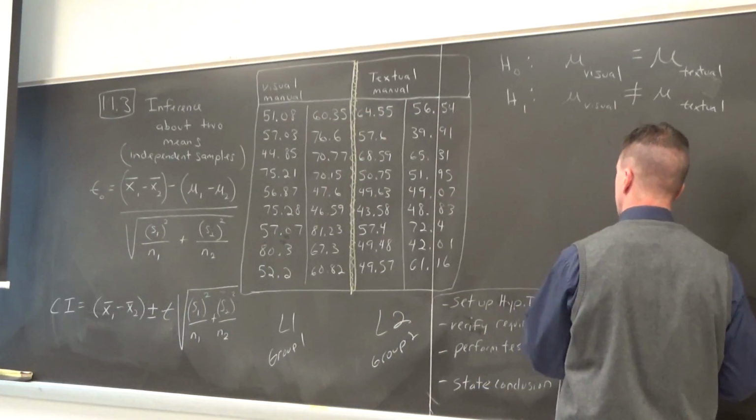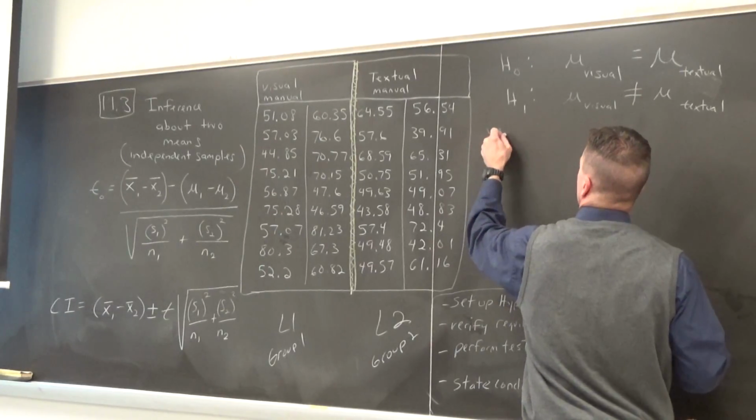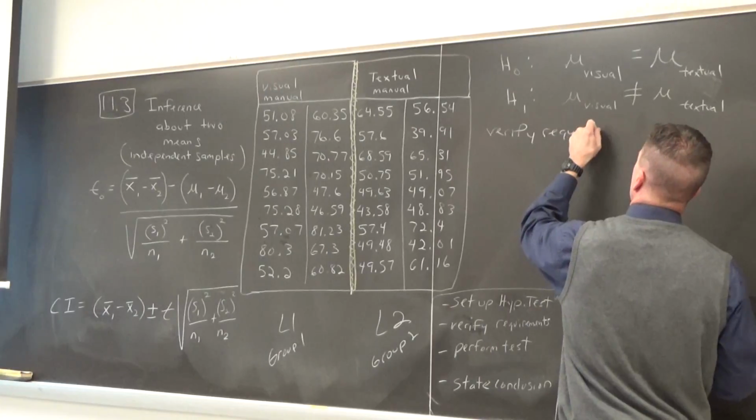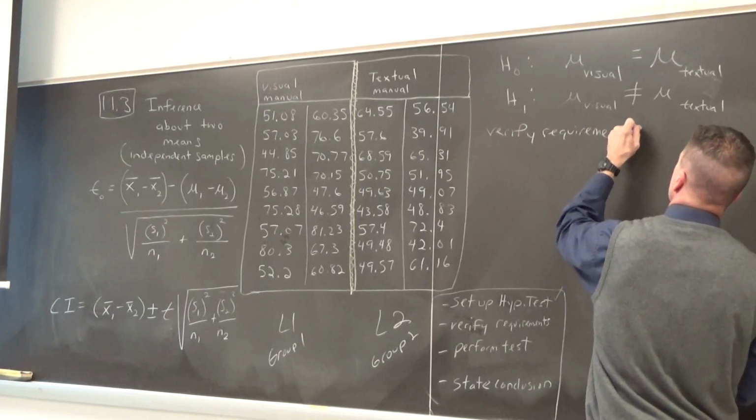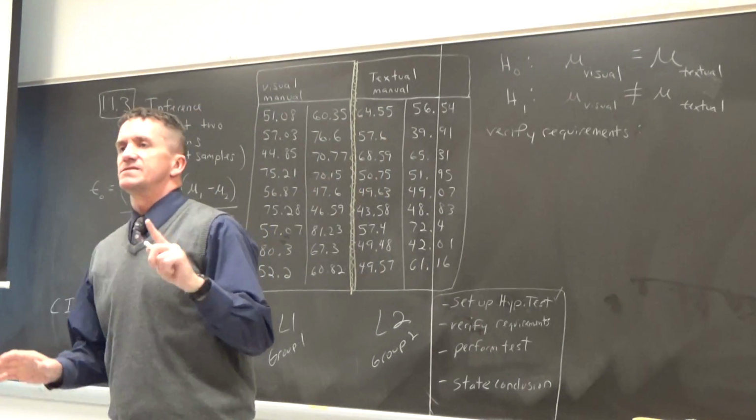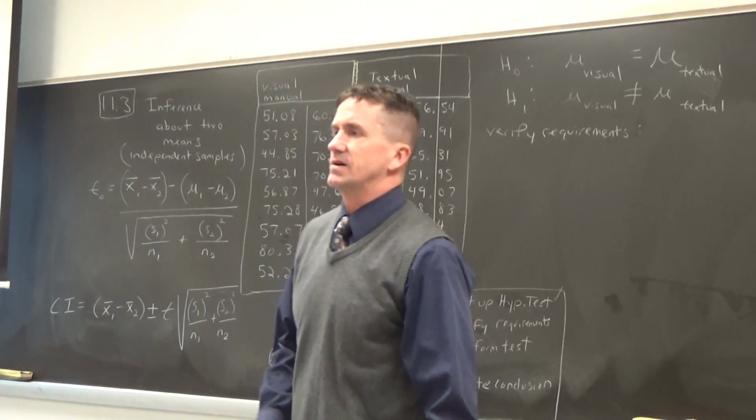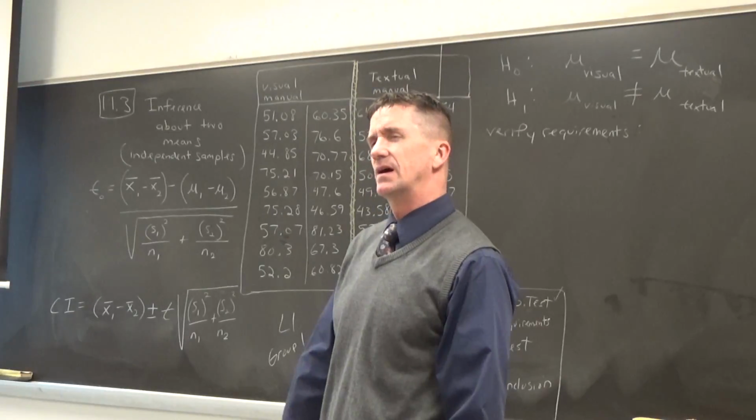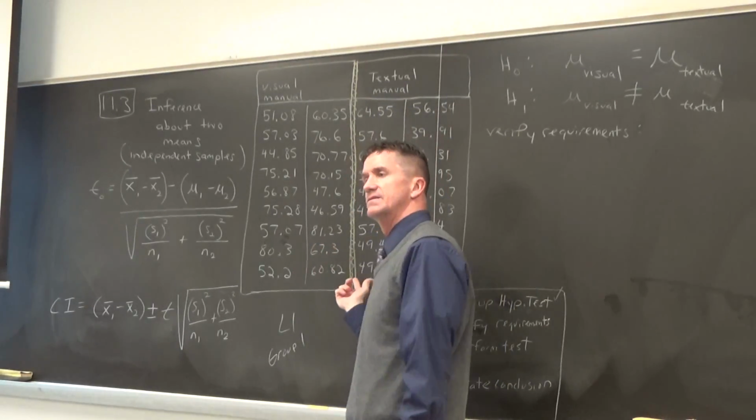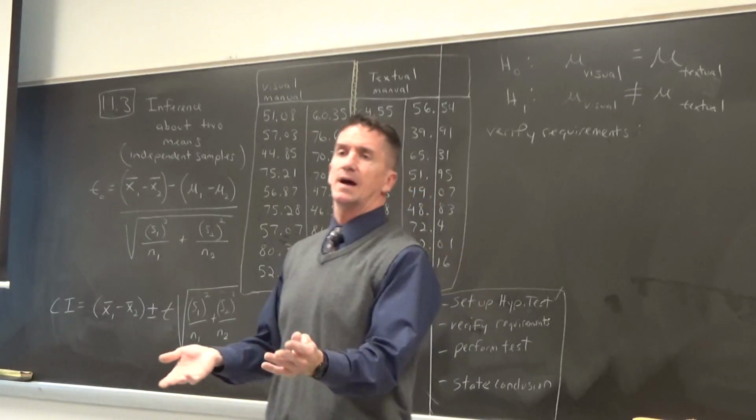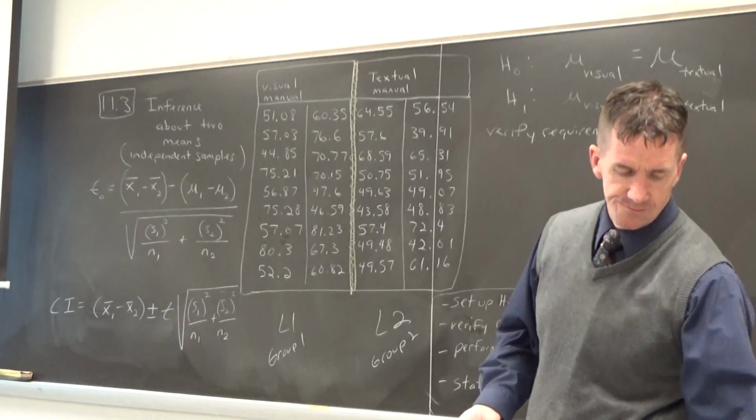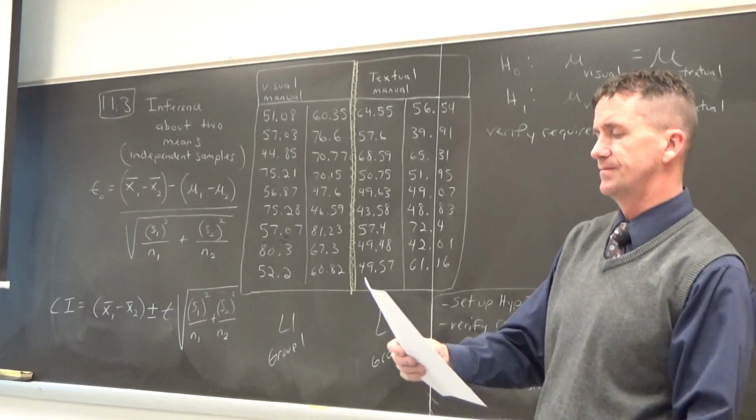We're good here. Let's just verify the requirements real quick. We would need both of these sample sizes to be greater than or equal to 30. That's not the case right now, is it? It's close, but this says 18 and this says 18. So, if we don't stop there, according to our checks, and I can read it from here.